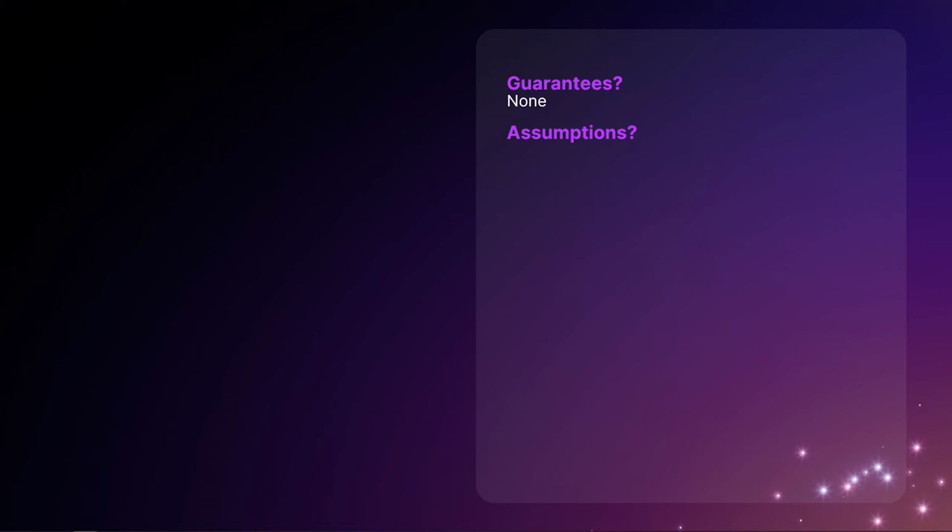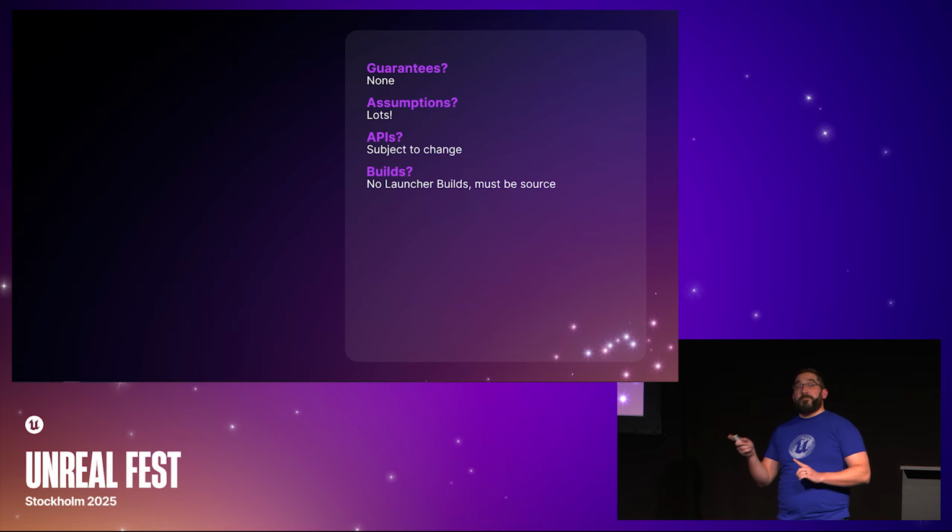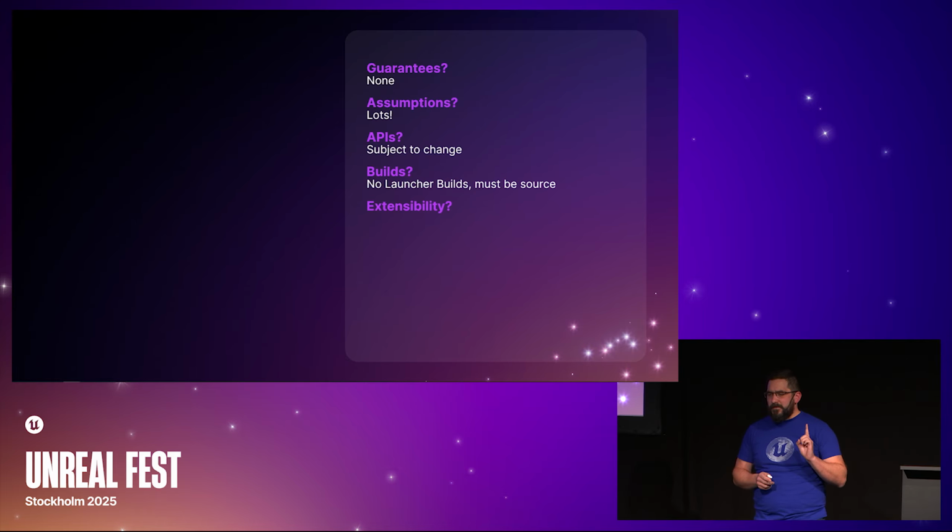There's still some stuff we got to work through, right? There are not a lot of guarantees. There are a lot of assumptions that are getting made about how you want to do things. The APIs, as always with anything experimental, are subject to change without notice. The builds, so it turns out with 5.7 we can do content-only projects, but you must be building from source. We still can't do it with launcher builds. But we'll talk about some of that in a second. We can also talk about that after class.